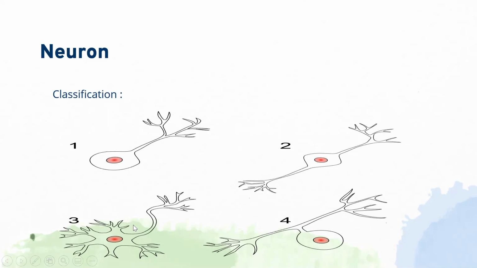Multipolar, which is the most common type and accounts for more than 99% of all neurons, has one axon and two or more dendrites. The pseudo-unipolar has one process which serves as both axon and dendrite, and we can find it in the dorsal root ganglion.